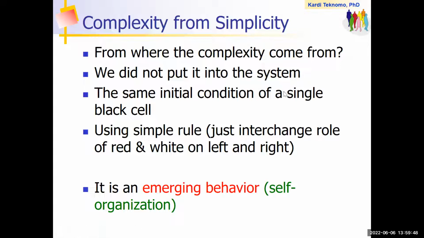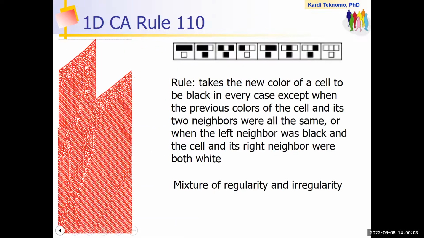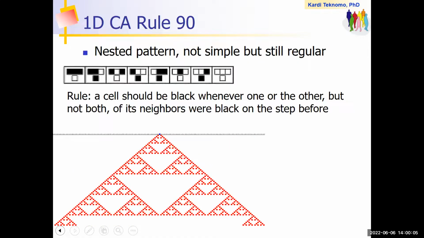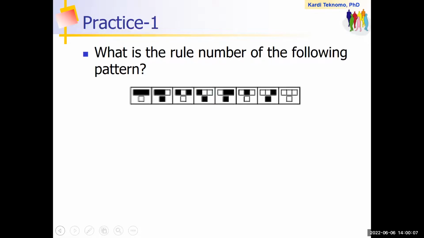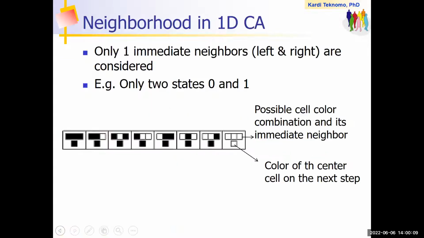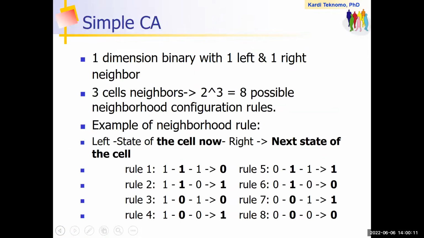Sir, can you please re-explain about the rule? I still don't get what rule 30, rule 50 is. Okay, good that you asked. The rule represents the lookup table.